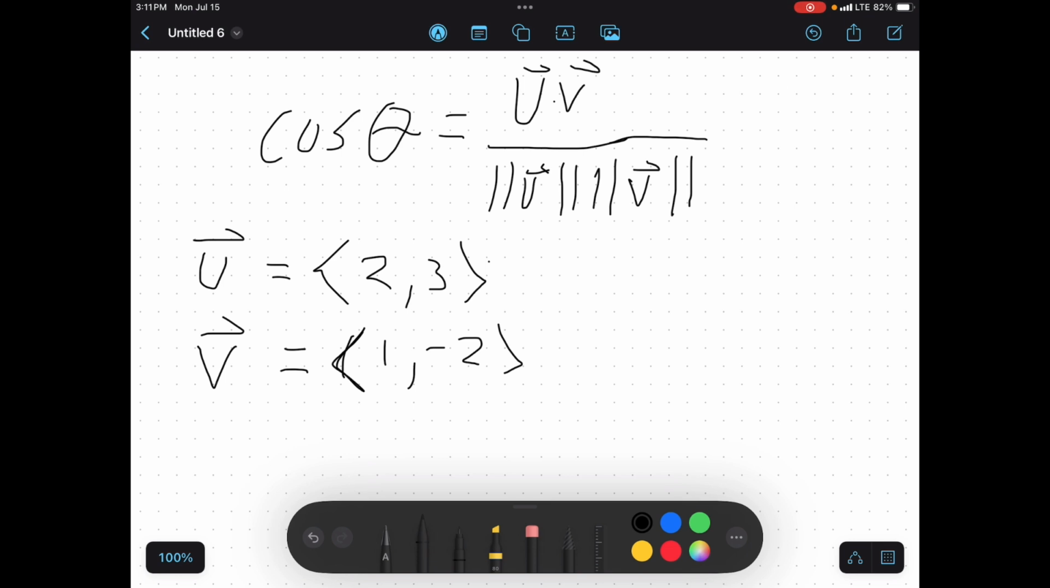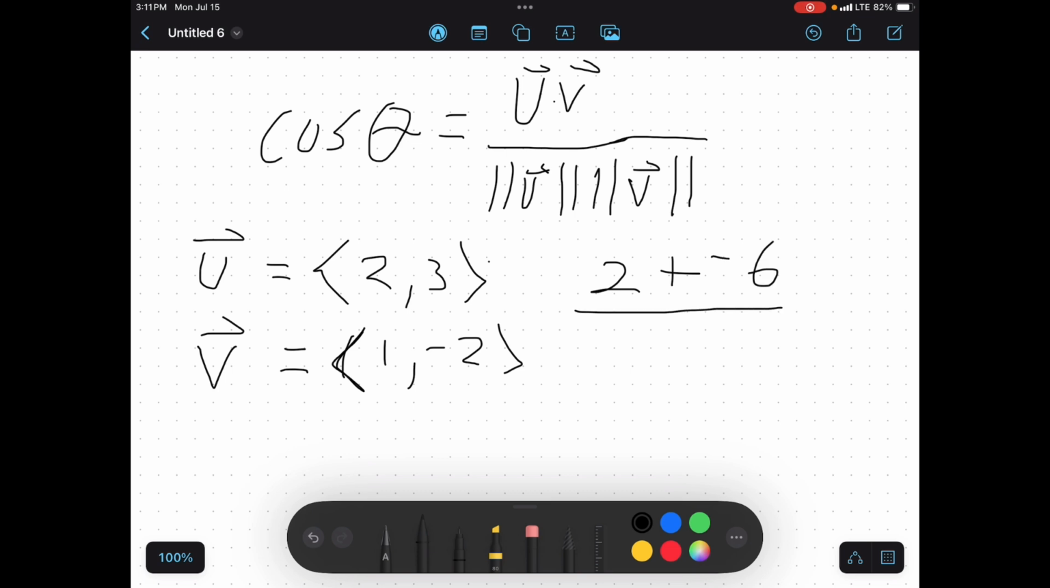To use the law of, or I shouldn't say the law of cosines, I should say to use this formula to find the angle measurement, first I need to take the dot product, which means I'm going to be multiplying 2 times 1 and multiplying 3 times -2 and adding those two things, because that is how we find the dot product. So 2 times 1 is 2, plus 3 times -2 is -6.